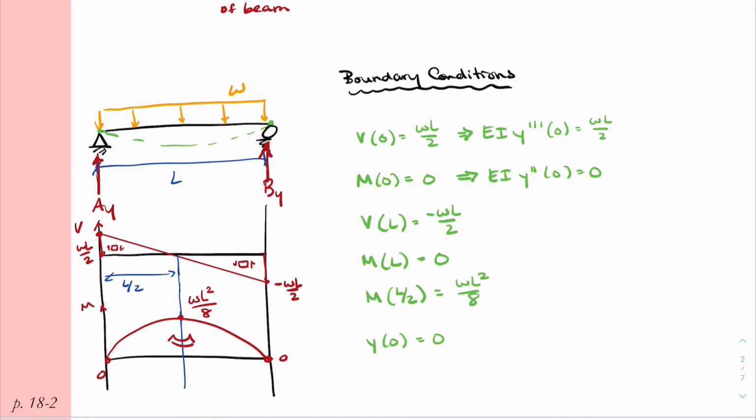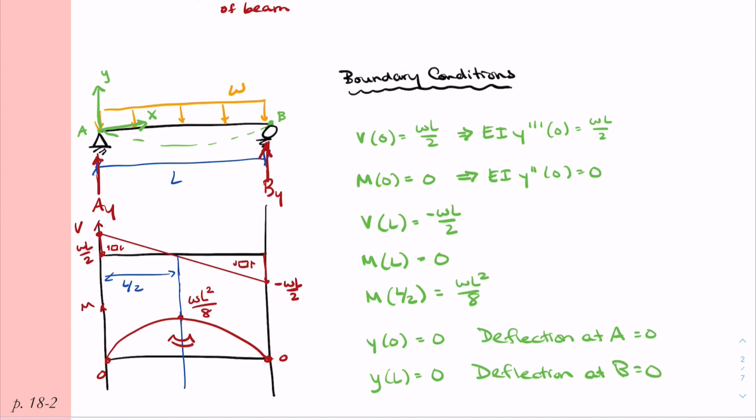Finally, we'll look at our deflected shape. We know that the deflection has to be 0 at both the pin and the roller, so we get y of 0 equals 0. That would be the deflection at A equals 0. I'll go ahead and make sure I add my letters in and add my coordinate axis in up there. And then we have y of L, which is the deflection at B, would also be 0. And that's another boundary condition for this particular problem.